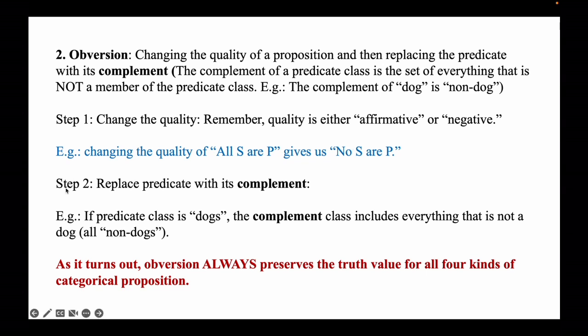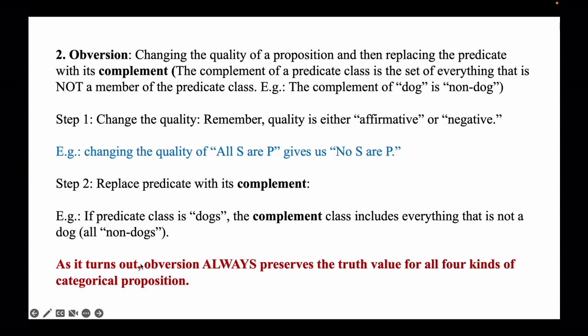Great. The second step is to replace the predicate with its complement. Remember, the complement is whatever is not a member of the predicate. So if the predicate class is dogs, the complement is non-dog. Okay? And so I would change this from all S are P. This becomes no S are non-P.